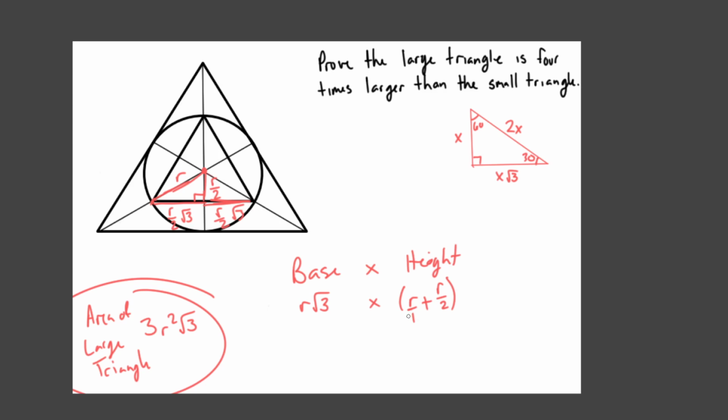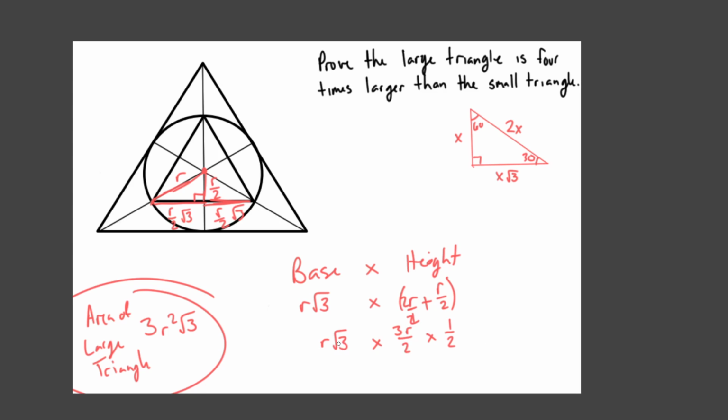To add these two fractions together, I need to multiply the numerator and the denominator by the same number, so 2. So I have 2r plus r over 2. That means I'm going to have r times the square root of 3 multiplied by 3r over 2. Cool? And all of this is because this is just the regular triangle. I still need to multiply this by 1/2 to get the area of my triangle.